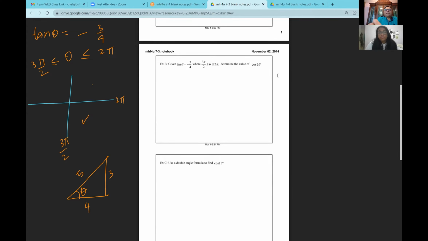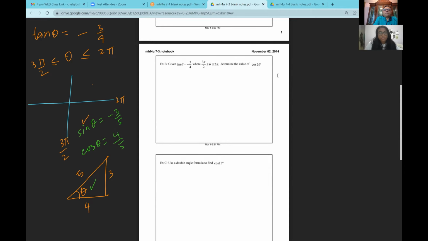And that triangle gives you the value of sine and cosine, correct? So here you could write sine theta will be equal to minus 3 over 5. And cos theta will be equal to 4 over 5. Cos theta is positive in quadrant 4, correct? And we are using the given value of tan theta to get both the values. Clear? The question is, find the value of cos 2 theta.